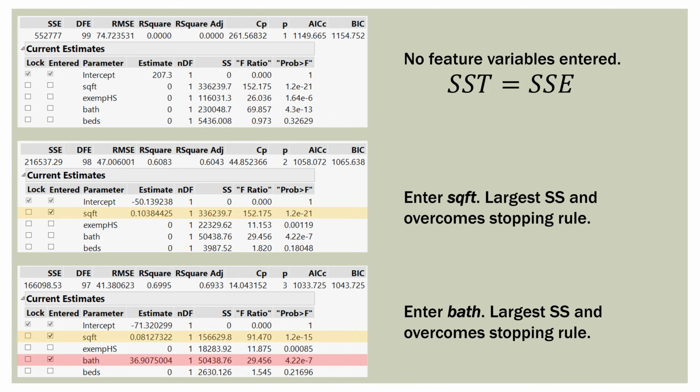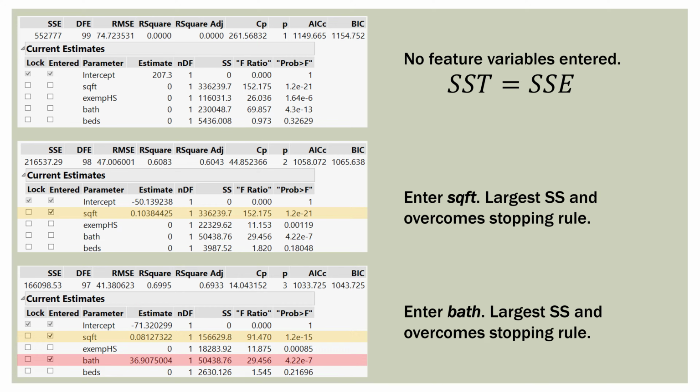Now what changed? So look at the top row of our output here. Our SSE is down from 216,537 to 166,099 approximately. Our degrees of freedom due to error is 1 less because we added 1 more variable, it's 97. Root mean square error, so 166,099 divided by 97. Take the square root, and we get 4138 approximately. Our R squared is 0.6995. Well, where does that come from?